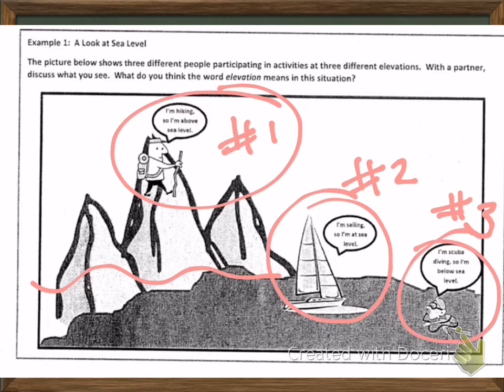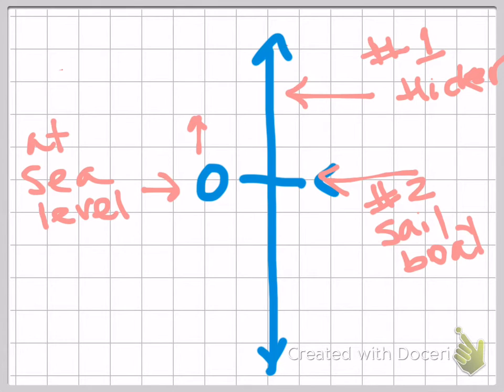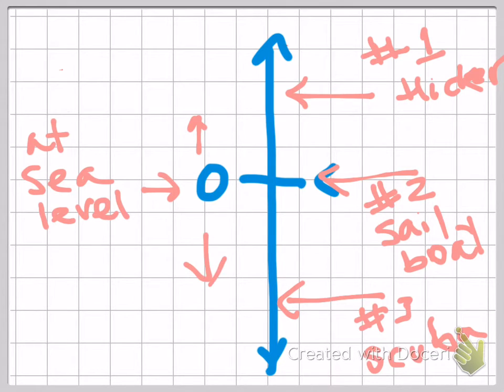And so when we go back to our number line, we would say he's below, somewhere around here, and we'll call him the scuba guy. I'm running out of room, so we'll just put the scuba. And so this would be below sea level, guy number 3.